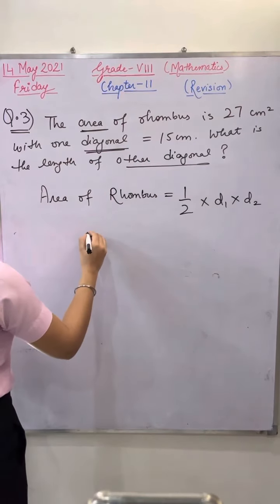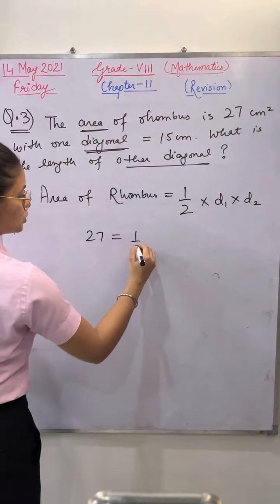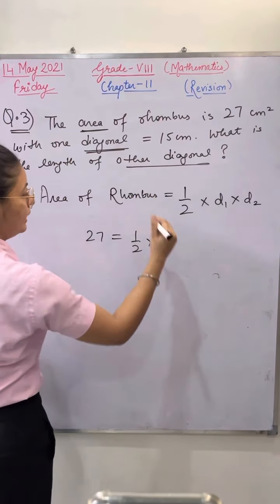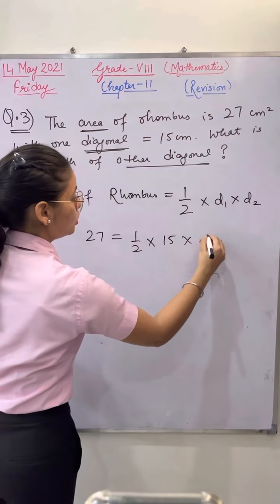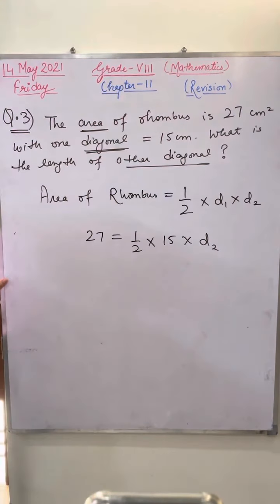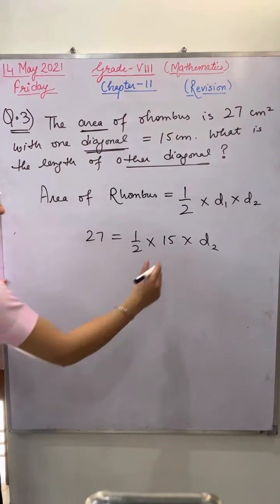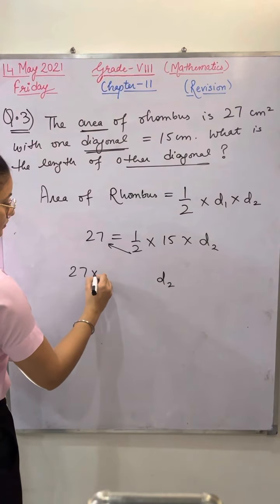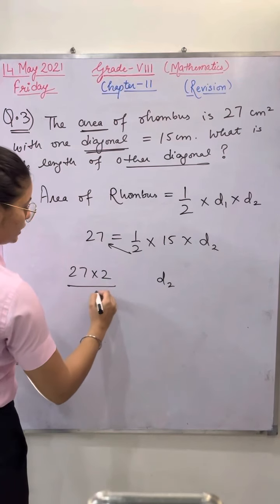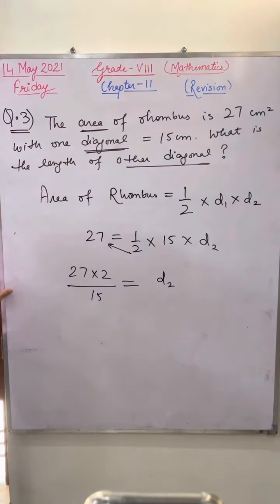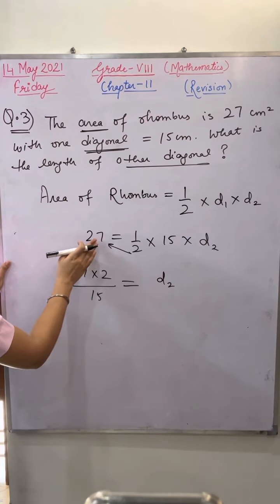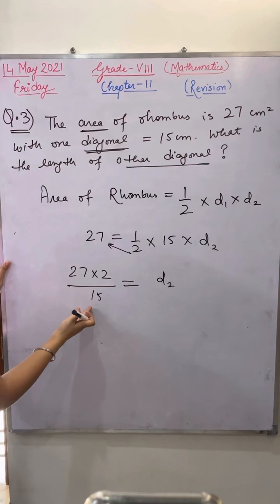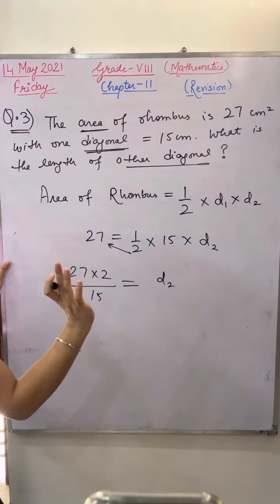Area is how much? 27 is equals to 1 by 2 into diagonal 1, which is 15, and diagonal 2 you have to find out. Okay, now diagonal 2 will be here. This 2 will go in numerator. This 15 will come in denominator. Right? In this way you have to solve. Check it out where you are making the mistake. 2 will go in numerator, 15 will come in denominator and D2 will be here only.